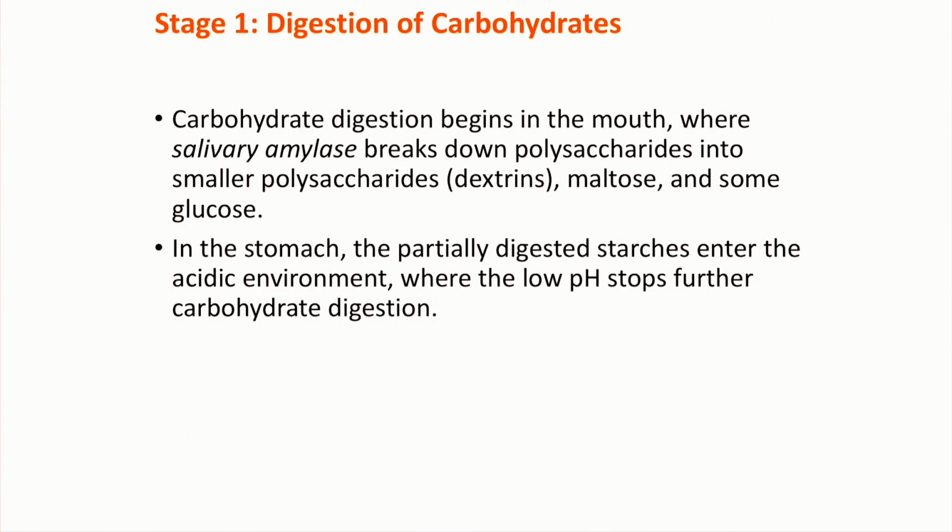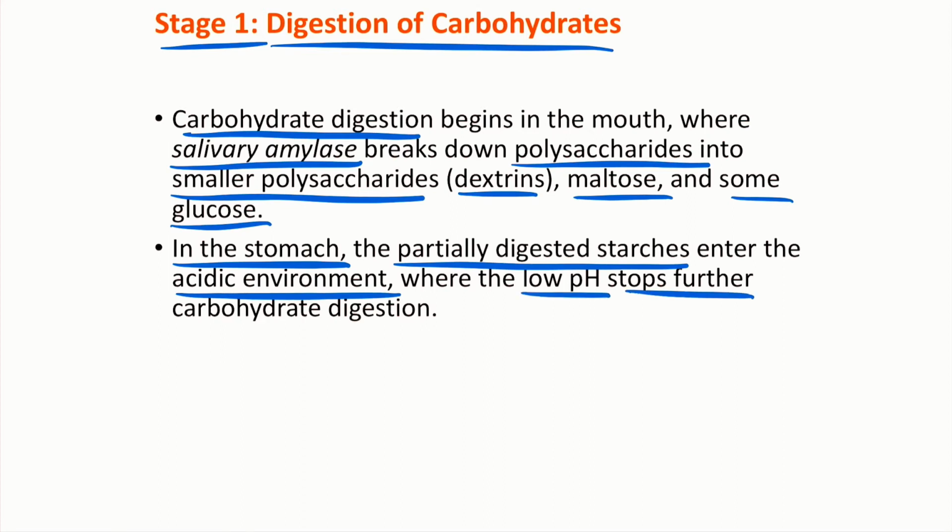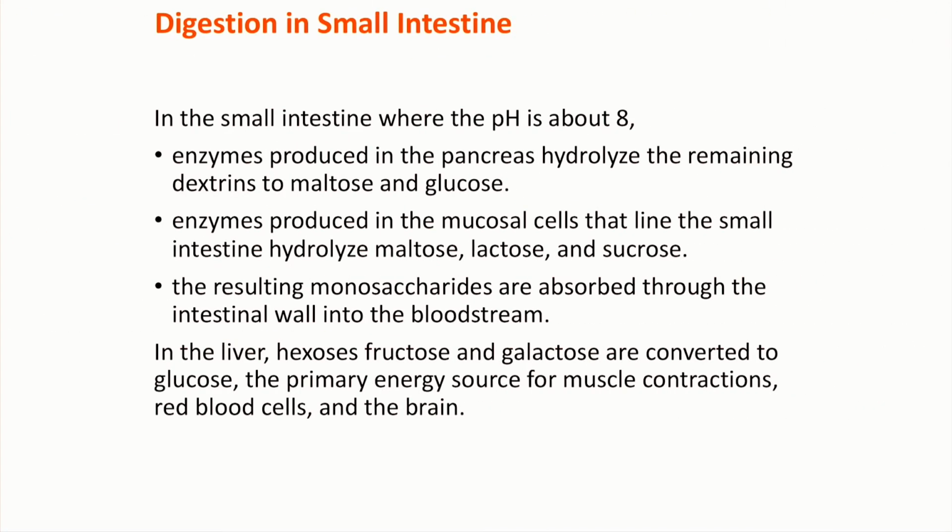So let's start with stage 1, the digestion of carbohydrates. Carbohydrate digestion first begins in the mouth, where your saliva produces the enzyme salivary amylase, which breaks down the polysaccharides into smaller polysaccharides called dextrins, maltose, and some glucose. Then in the stomach, the partially digested starches enter the acidic environment, where the low pH stops the carbohydrate digestion.